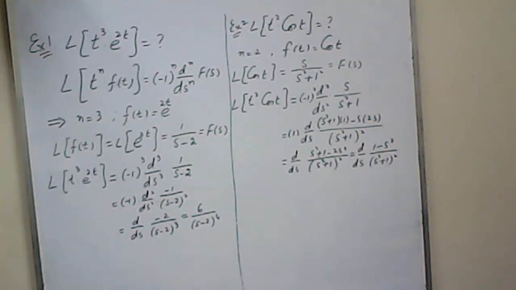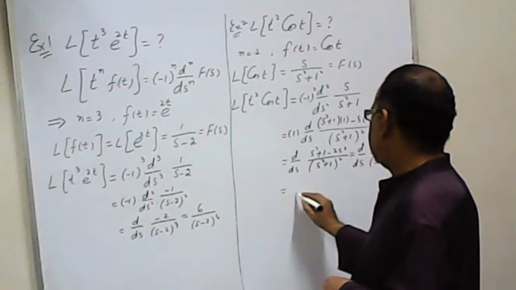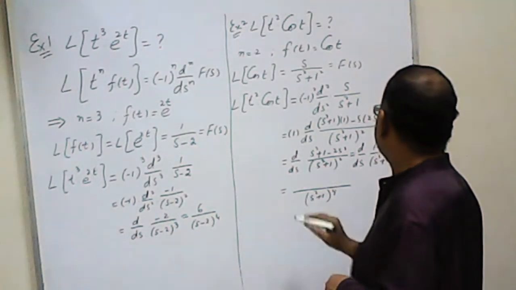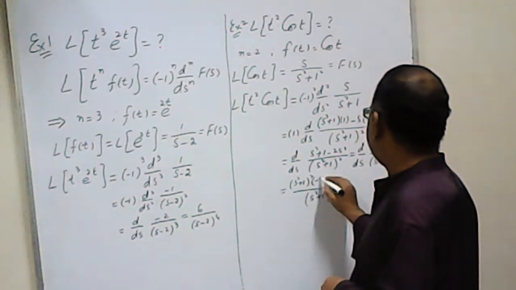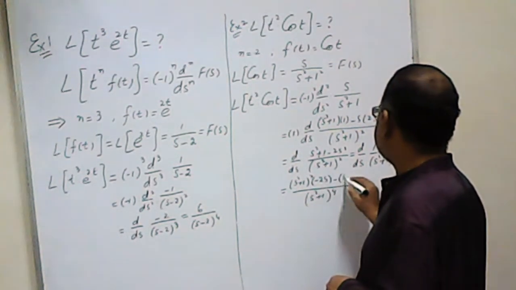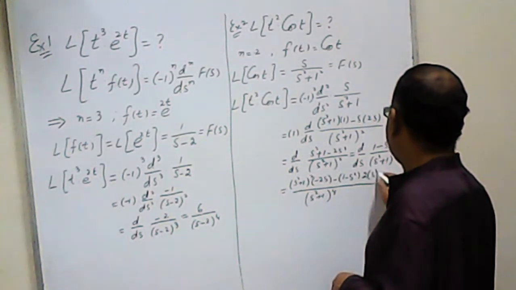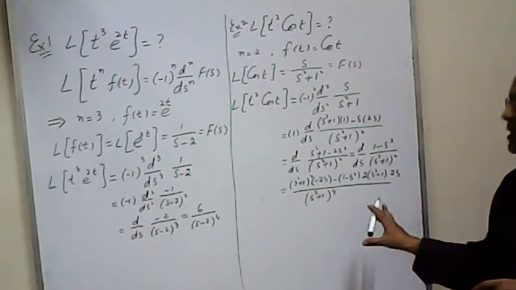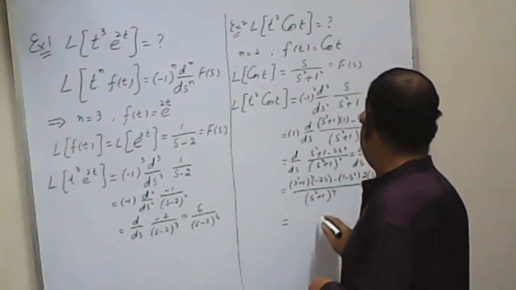Now we need to take the second derivative as well. So again applying the u upon v formula. So it will become s square plus 1 whole power 4, then s square plus 1 square and minus 2s, then minus 1 minus s square, then 2 into s square plus 1 and 2s. This is the answer, but not in simplified form. So if needed, we can simplify as much as we can.